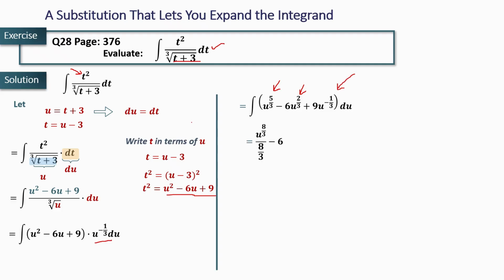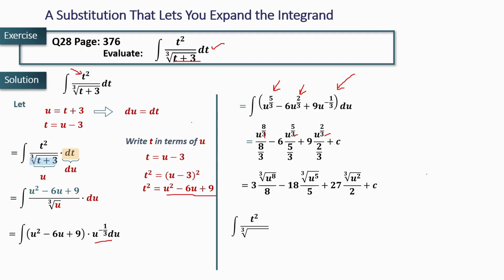Now let's use the power rule. And don't forget to flip the denominator. 8 by 3 will become 3 by 8. 5 by 3 will become 3 over 5. 2 by 3 will become 3 over 2. And later you can simplify. All are having the denominator 3, so all the functions are of cube root. First one is u power 8, second one is u power 5, and the third one is u power 2. Now replace your u with t plus 3. So that's the end of this particular question.